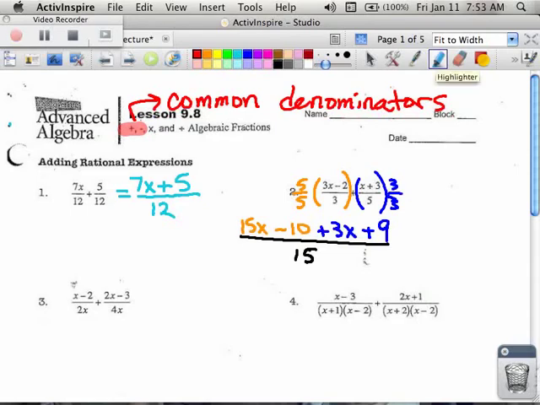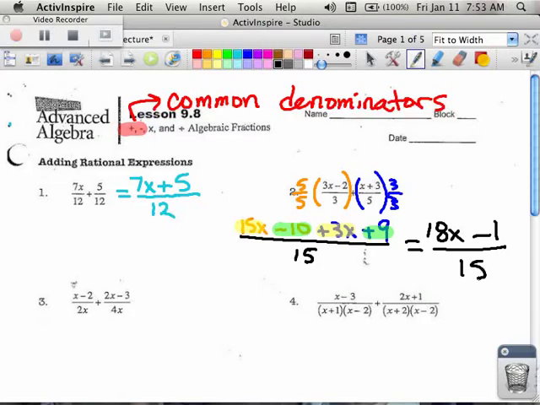And then what I notice is that on the top, I have some like terms. The 15x and the positive 3x are like terms. The negative 10 and the 9 are like terms. So when I combine them to make my final answer, on the top I'll have 15x plus 3x, which is 18x. I'll have negative 10 and positive 9, which is negative 1. And on the bottom I have my common denominator of 15.